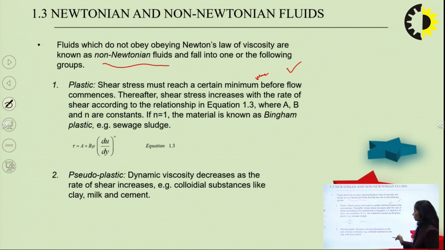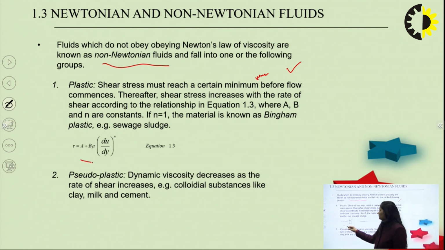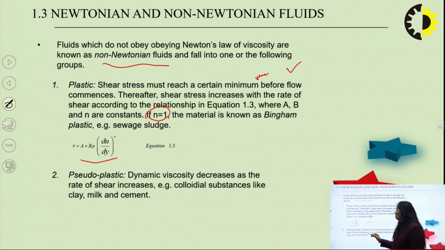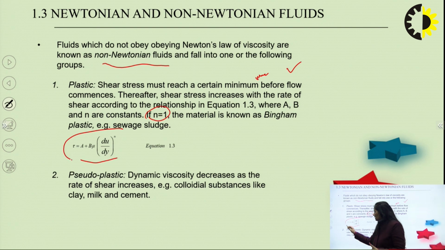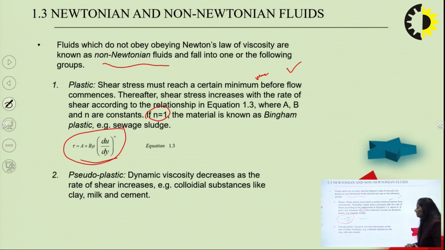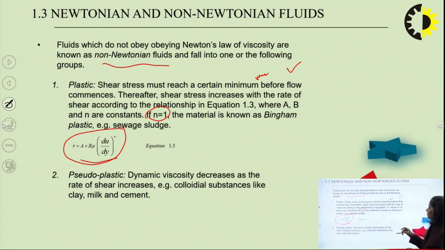The equation for plastic fluid is tau equal to A plus B times (mu du by dy) whole to the power n. In the case of Bingham plastic, n equals 1. This equation is basically for non-Newtonian fluids. When n equals 1, the plastic converts to Bingham plastic. An example of Bingham plastic is sewage sludge.